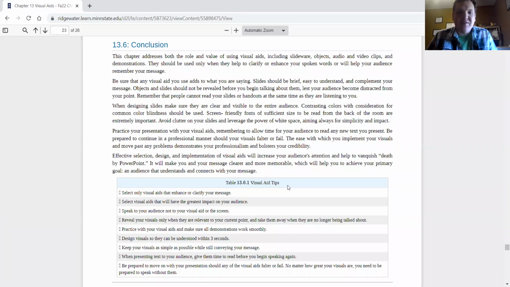So any visual that you use adds to what you're saying, and it should be brief and complementary. It shouldn't be distracting to the audience. So allow time for your audience to understand what the visual aid says. If you have words, make sure they're big enough for them to see. That's a huge thing. And if you're giving handouts, what's on the handouts? Is this going to add to the presentation? Should I hand this out at the end to not distract from the presentation? So again, figure out how things complement and work together with the words you say.